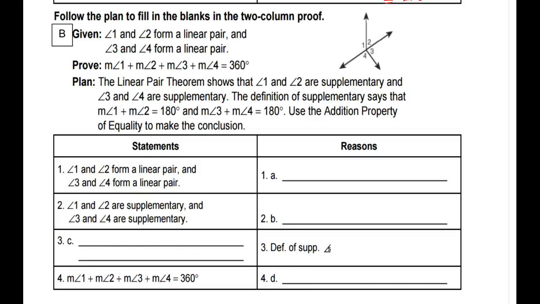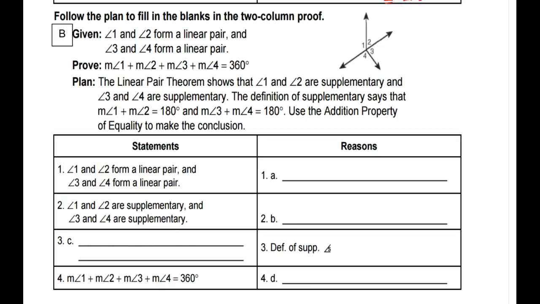Now, look at this. They're going to give you a plan. All right, let's read it through and see if it helps you at all. It says the linear pair theorem shows that angle 1 and angle 2 are supplementary and angle 3 and angle 4 are supplementary. The definition of supplementary angles says that they add up to 180 degrees. Use the addition property of equality to make the conclusion. Now, in your book, they're going to give you plans sometimes. If it's helpful, use it. If not, I could care less if you look at it or not. I want you just to be able to do the proof.